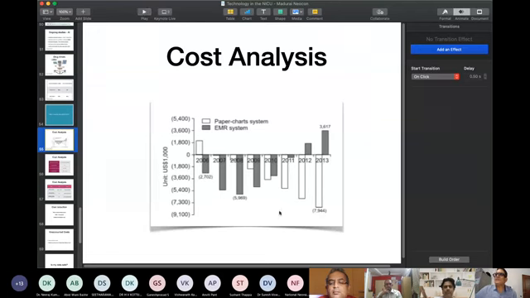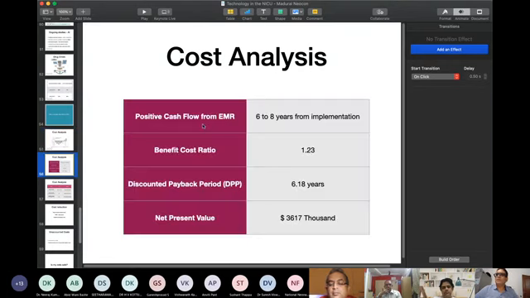And you can clearly see that in the initial period, the EMR system is in negative balance. But after a few years, the EMR system starts to make positive returns, whereas the paper charts are drained, because the longer you store them, particularly in the US or the UK, you need to store paper medical records for 21 years, and the cost of that increases tremendously. So they concluded that positive cash flow from EMR comes around 6 to 8 years from implementation. The benefit cost ratio was 1.23.